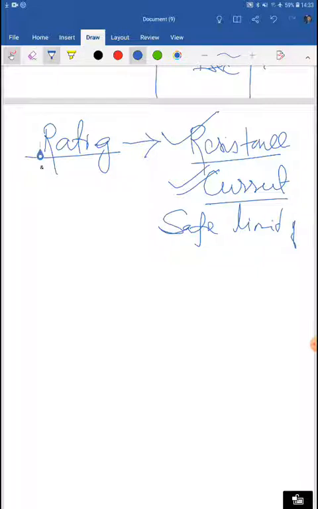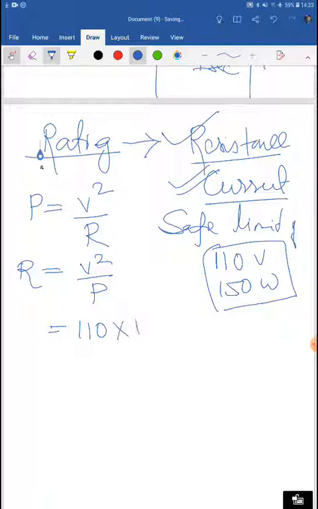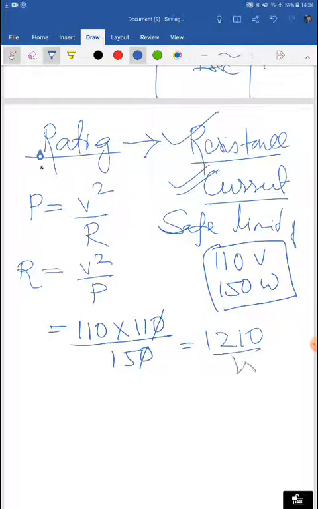So from those two equations that I showed you up there, we got that P equals V square by R. So from here, when I make R the subject, I'll get R equals V square by P. Are you getting my point? So you saw the bulb was 110 volt and it was 150 watt. These were the power rating mentioned on the bulb. So from here, I'll get 110 into 110 divided by 150, isn't it? So 0 gets cancelled, so I'll get 1210 by 15. When I divide this, I'll get the resistance of that bulb.